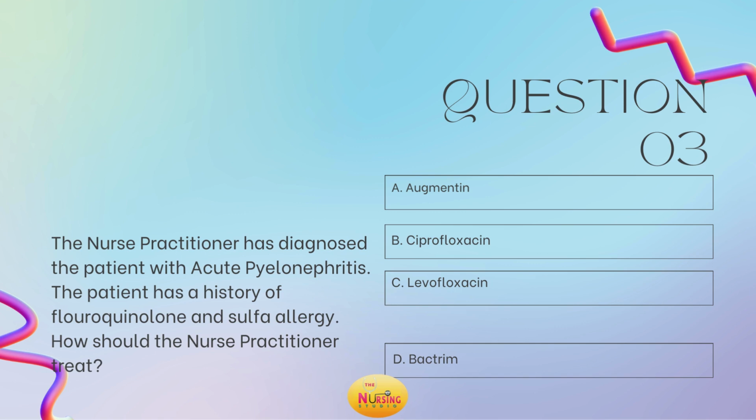And if you were even in doubt, you should have been able to eliminate D, Bactrim, also because the patient also has a sulfa allergy.